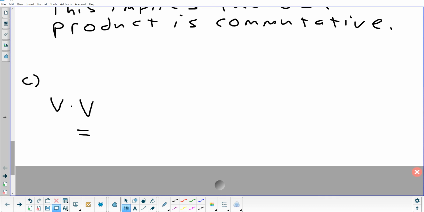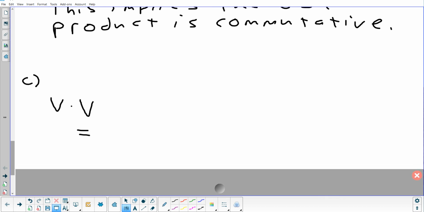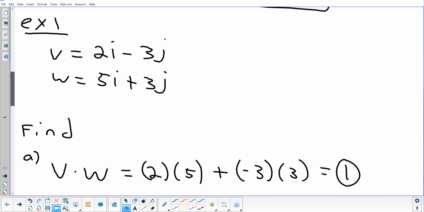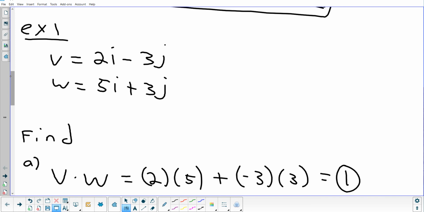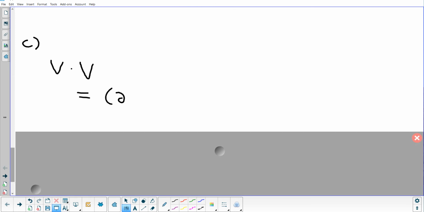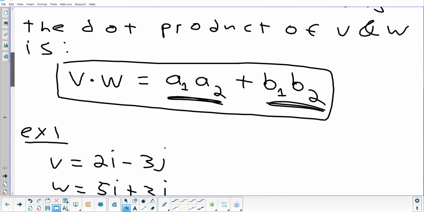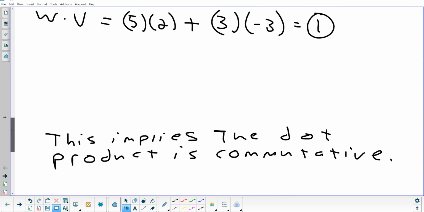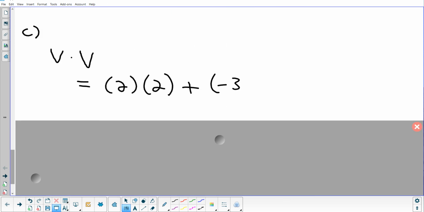All right, let's try v dot v. So we're dotting v with itself. What would be the first two numbers you multiply together? 2 times 2, plus, what will come next? Negative 3 times negative 3. And that's going to give me 4 plus 9, which is 13.